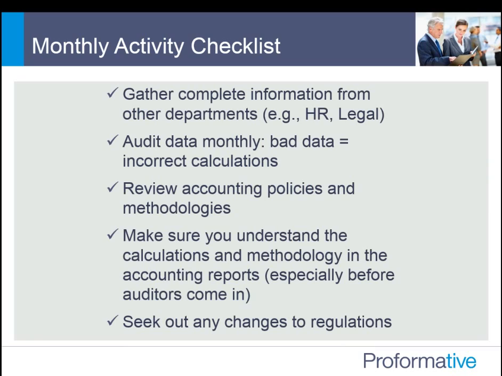So what we suggest is you might want to build yourself a checklist that says, I've checked with these and made sure with those where we could, with those departments like HR, if that is who does your grants, you want to make sure you have all the latest grants from them. Has anything pending with legal that might impact your quarter end? All these things that come together. Then audit your data monthly. Bad data equals incorrect calculations.